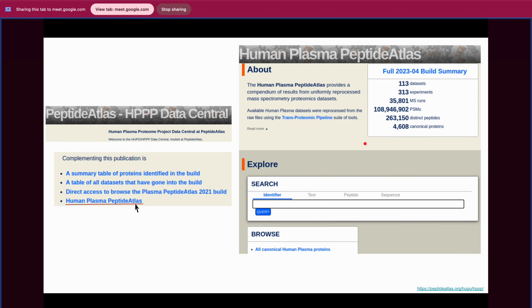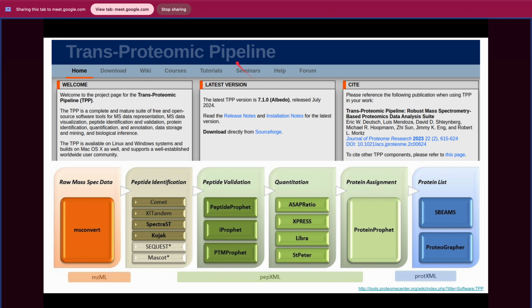Yeah, and then another thing which I want to mention is that they have stated that in the Human Plasma Peptide Atlas, the available human plasma datasets were reprocessed from the raw files using the transproteomic pipeline. So from the raw files, to identify them, they have used the transproteomic pipeline. And if you click on this transproteomic pipeline, to see how this pipeline works, it will open up like this. Firstly, they have explained, and then how this pipeline works.